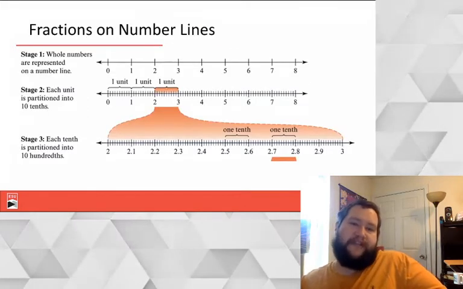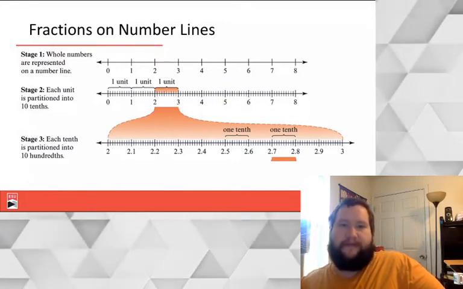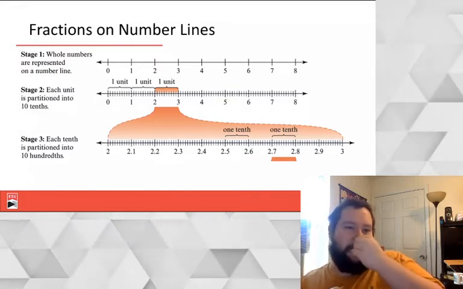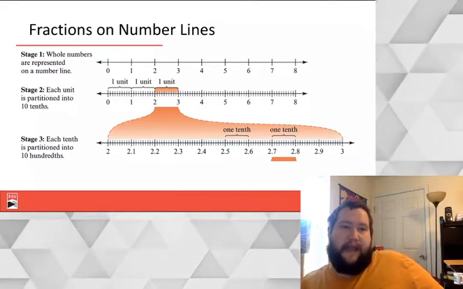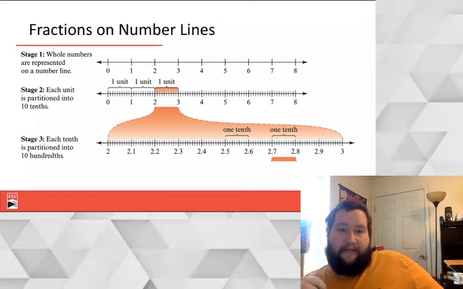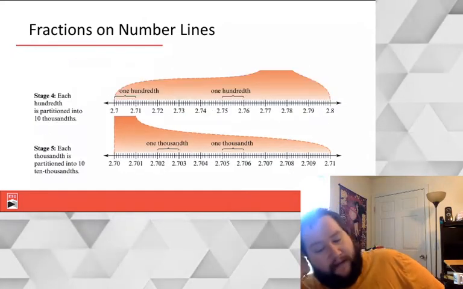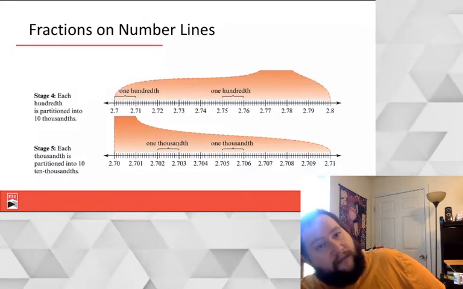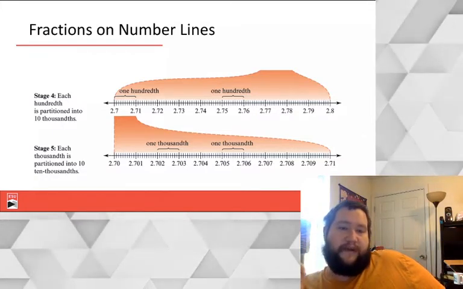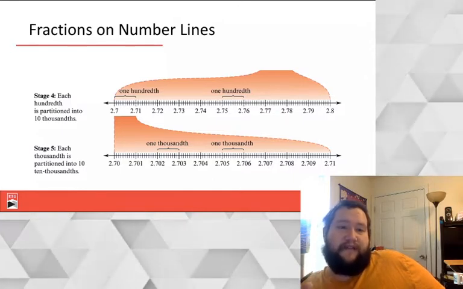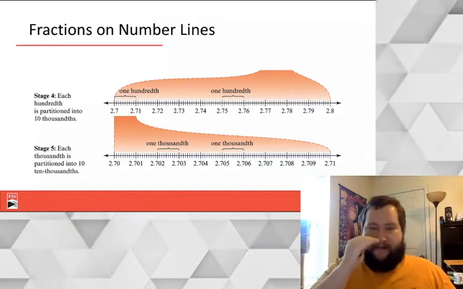And so thinking about fractions on a number line, the whole numbers are represented in that top one, 0 to 1 to 2 to 3, all the way up to 8. And then each of those units will be partitioned into tenths. So each unit is 10 tenths. And then from there, each tenth, so from 2.5 to 2.6, is partitioned into 10 hundredths. And so this one here, from 2.7 to 2.8, has 100 hash marks between them. And then each of those hundredths is partitioned into 10 thousandths. And so we just keep doing this process further and further and further.